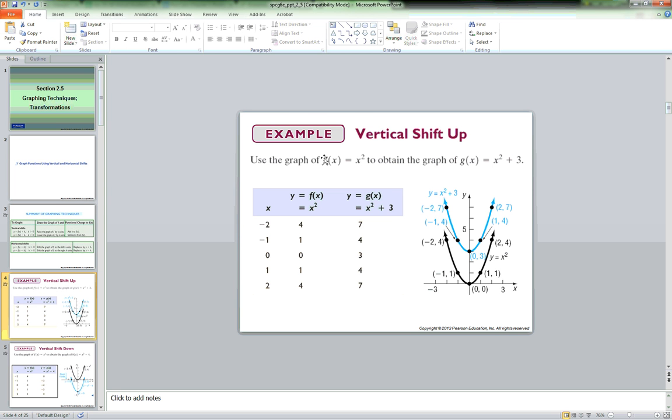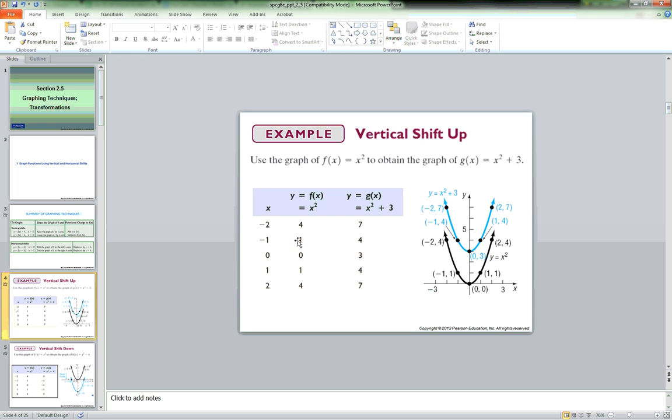So let's look at this example problem. Please write down this function, f of x equals x squared. And we want to shift our parent function, so that we have g of x equals x squared plus 3. So on your paper, put your axes. This black function here is y equals x squared. And we are going to shift it 3 units up.